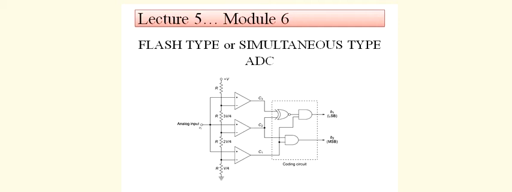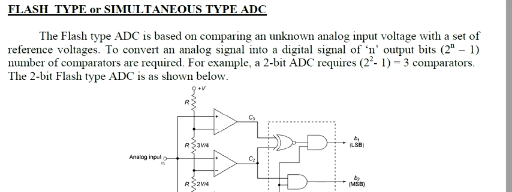In this lecture, we are going to discuss flash type or simultaneous type ADC. In the last lectures, we discussed different types of DACs like weighted resistor type DAC and R2R ladder type DAC. In this lecture, we are going to discuss flash type ADC, that is an analog to digital converter.